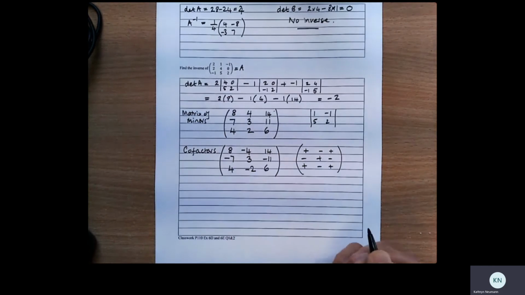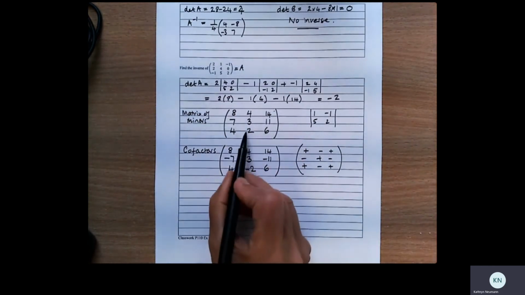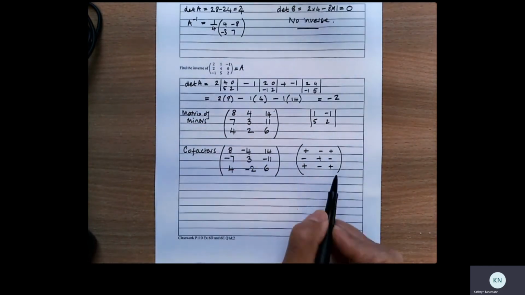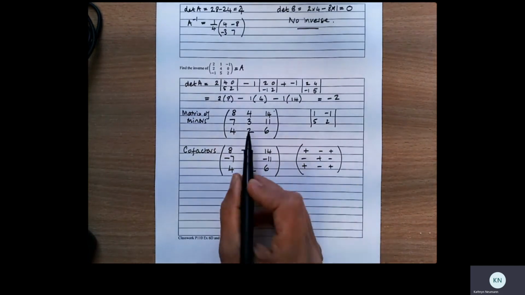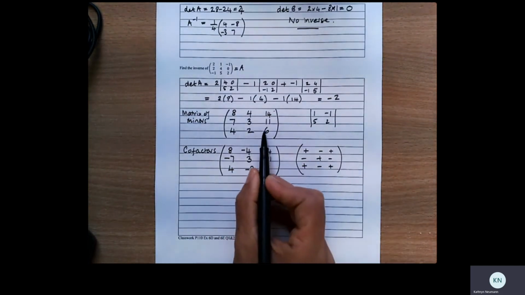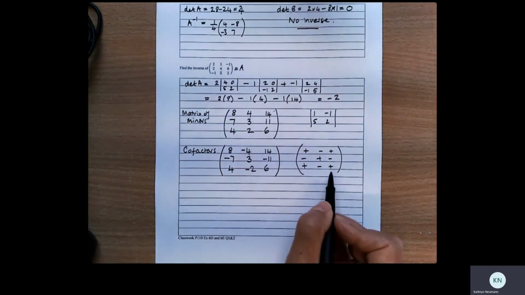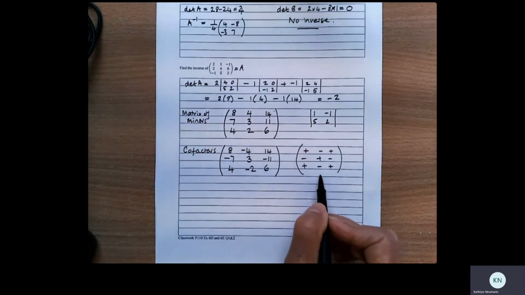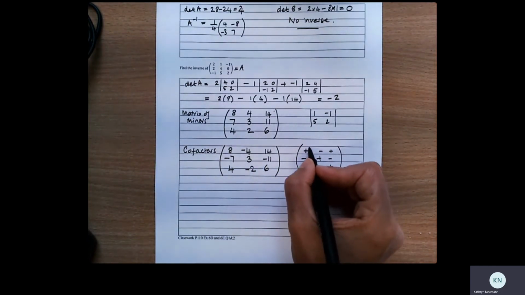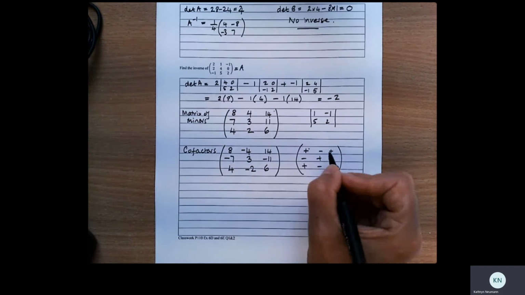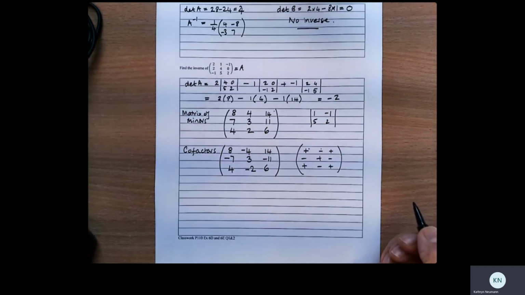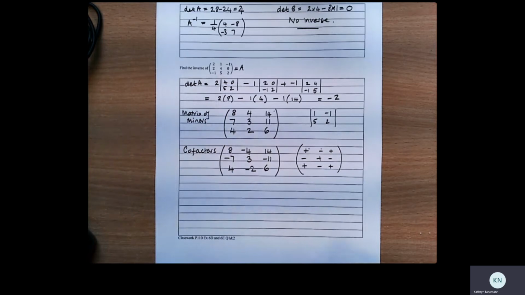But if, for instance, this had been negative 2, it would have become positive 2 when we switched it. If that had been a negative 6, it would have stayed as a negative 6. So these plus minuses mean leave the sign unchanged, change the sign. So we've now got the matrix of cofactors.